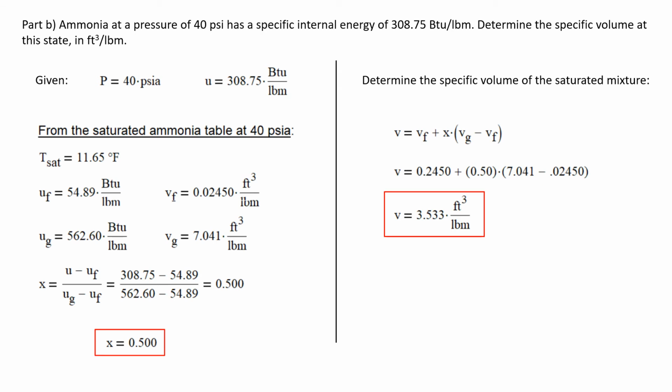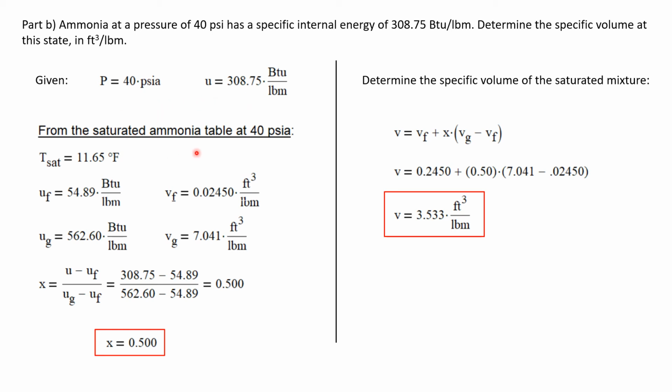Let's look at the second part of this problem, which says that ammonia is at a pressure of 40 psi, and it has a specific internal energy of 308.75 BTUs per pound mass. We want to determine the specific volume at this state in cubic feet per pound mass. Now remember, any two independent properties define a state. So here we have two. We have 40 psi, and we have the internal energy. So that is what we were given, and that will fully define the state.